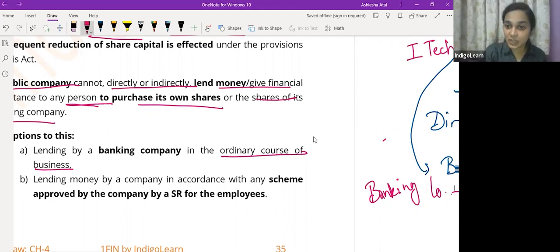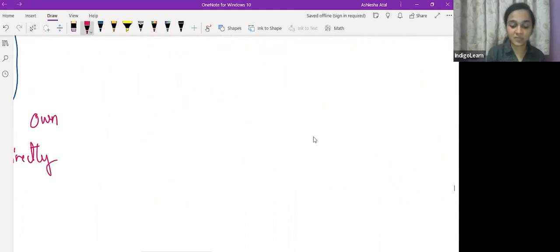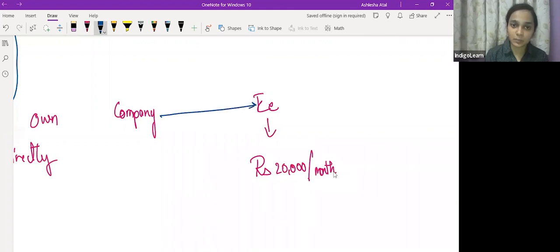The second situation wherein a company can provide assistance is, say company है, and there's an employee of the company. Say the salary of this employee is rupees 20,000 per month. So exception बोलता है that a company can give loan to its employee which is not exceeding his 6-month salary.